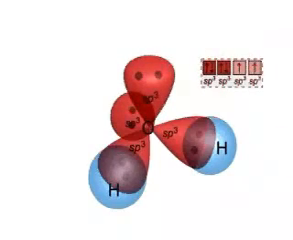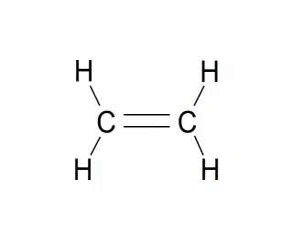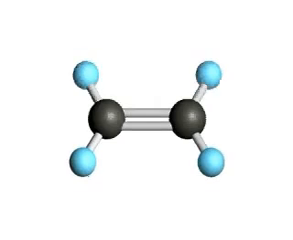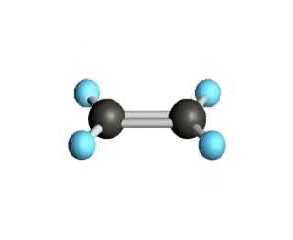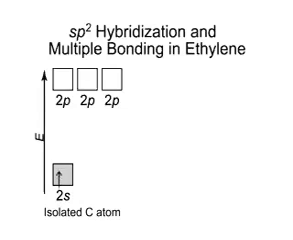Carbon is most commonly at the center of a tetrahedral grouping of single-bonded atoms, but it also occurs at the center of a trigonal planar grouping that includes a double bond. Consider the carbon-carbon double bond in ethylene. Valence bond theory proposes that each carbon undergoes sp2 hybridization.